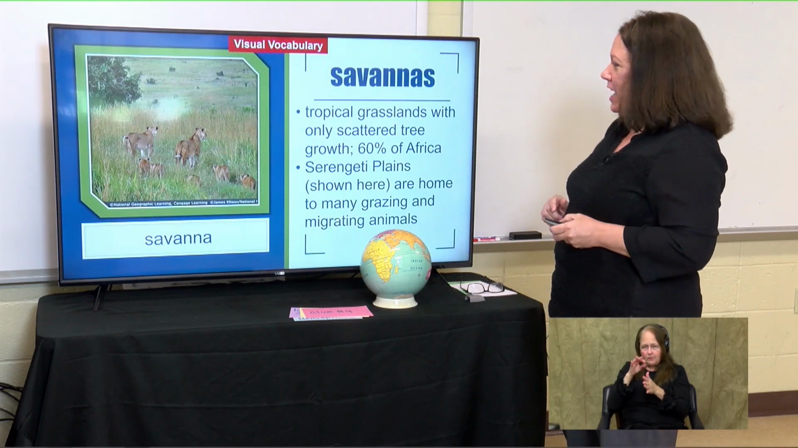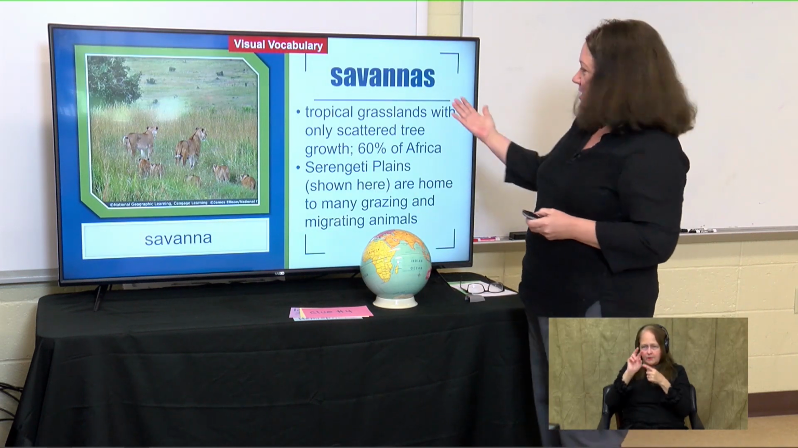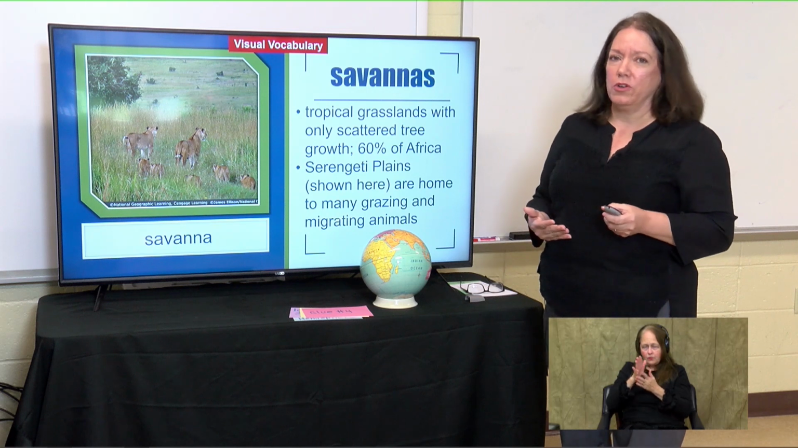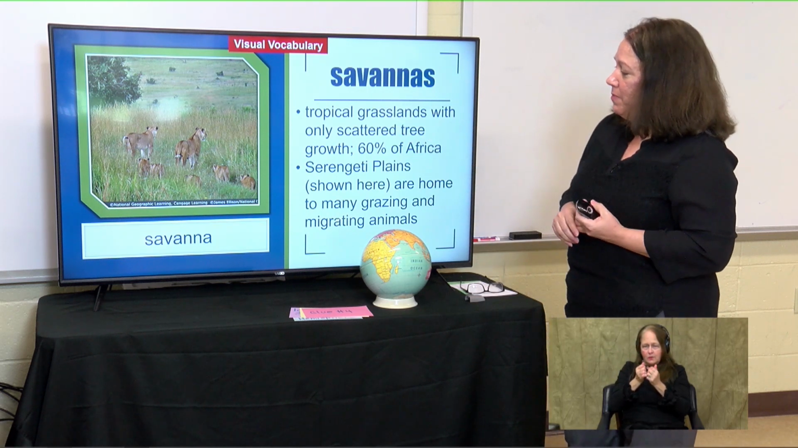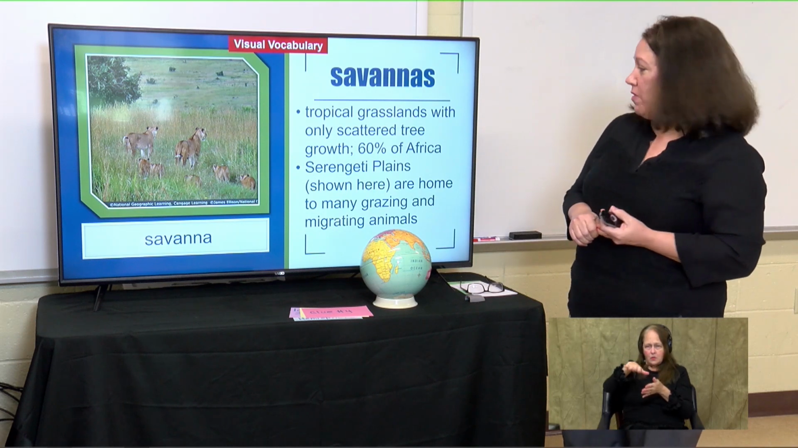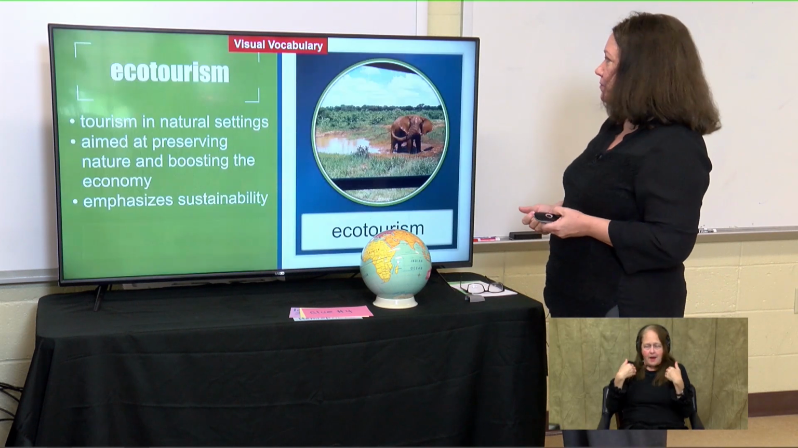Let's do some visual vocabulary now. Savannas, you're going to see these throughout Africa. These are those tropical grasslands. 60% of Africa is covered with them. Here's the Serengeti Plain, which is home to many grazing and migrating animals.